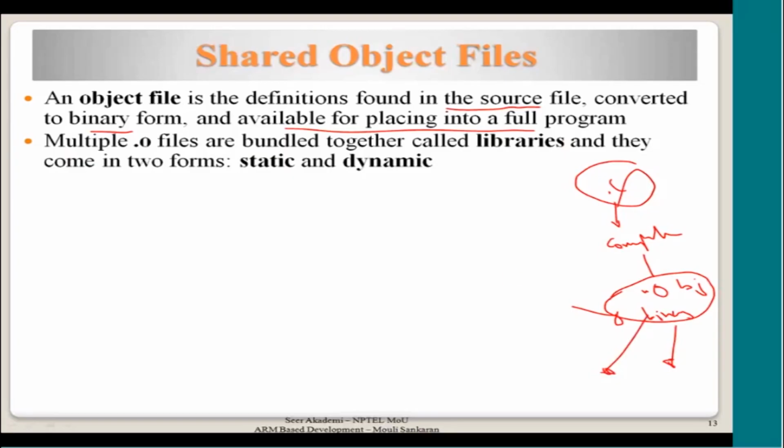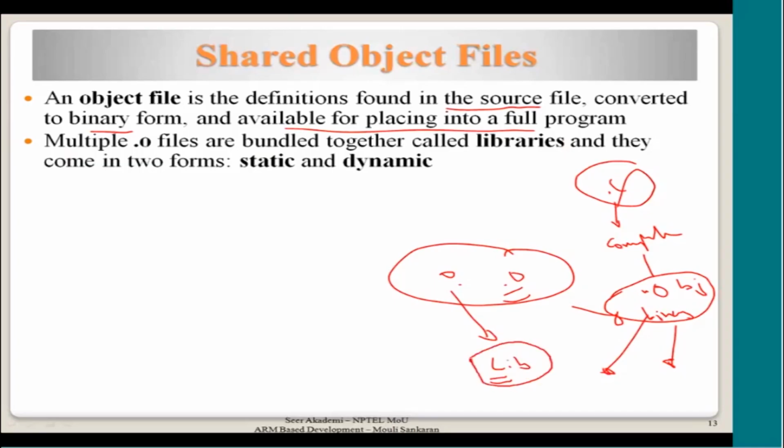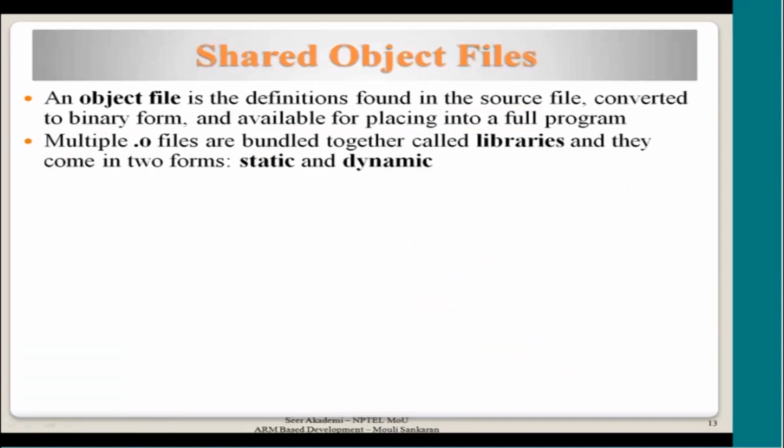When you are bundling multiple .o files and forming a library, you can form an executable or you can form a library. That means it is not a final executable. It has to be connected to another executable OBJ file to form an executable. Then only it will be running. Or the library will be a static collection of functions. So you can create two kinds of libraries, static or dynamic library.